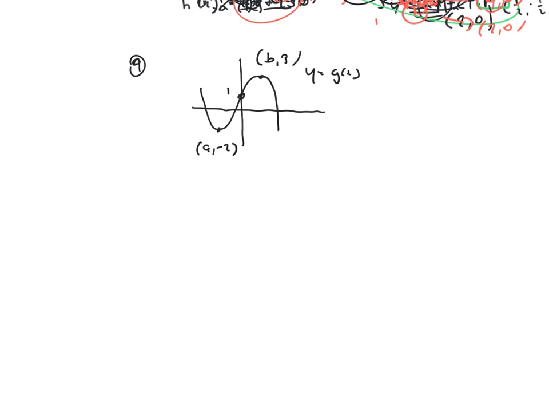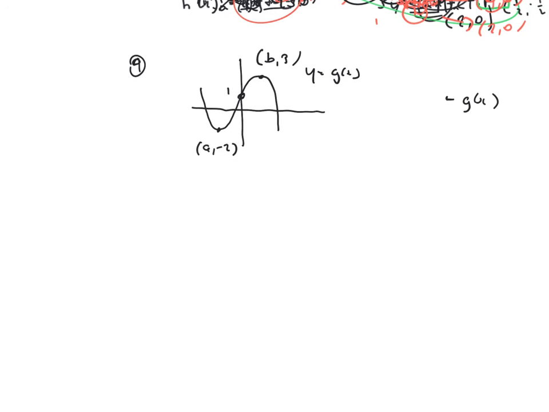Okay, question 9. We've got a graph as follows. Y equals g of x, and it's got a turning point here of (a, minus 2). It goes through the y-axis at 1, and it's got another turning point here of (b, 3). Question then says sketch minus g of x. Okay, so that really is just going to be a 1 marker.